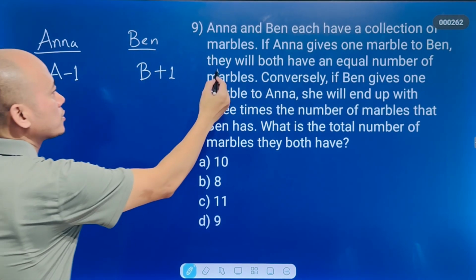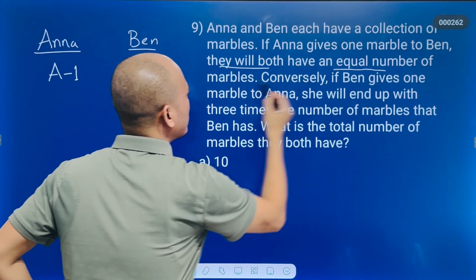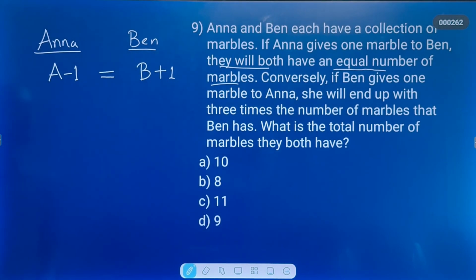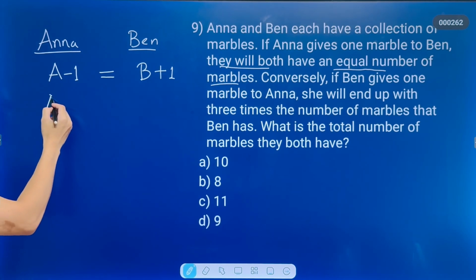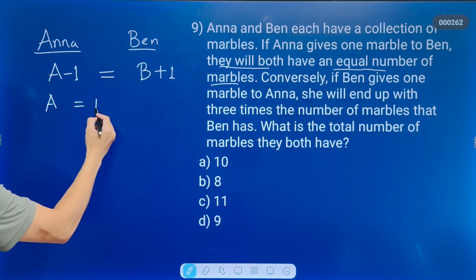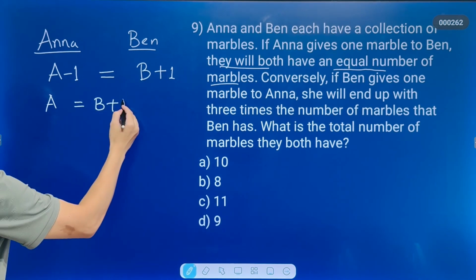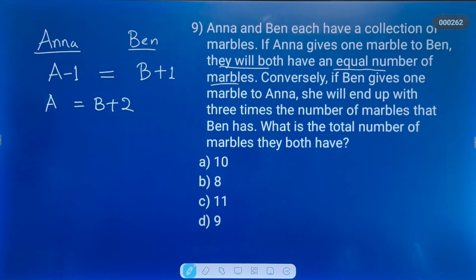Then they will both have an equal number of marbles. That means they will both have an equal number of marbles. So we can write this as A minus 1 is equal to B plus 1. This one will go this side, so 1 plus 1 will be 2. A is equal to B plus 2.